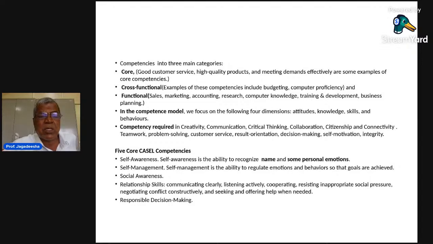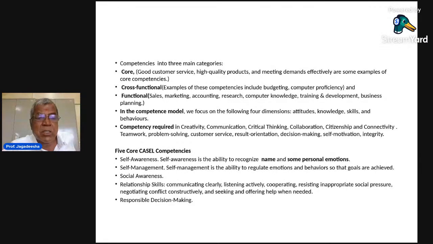Good customer services, yes. We provide services to the students at large, within the time fixed. The grievances have been reduced drastically, and high quality products. Yes, our study material is definitely very good. So I would say our study material is a product also. When it is very good, it is the core competency, another important point to be remembered.